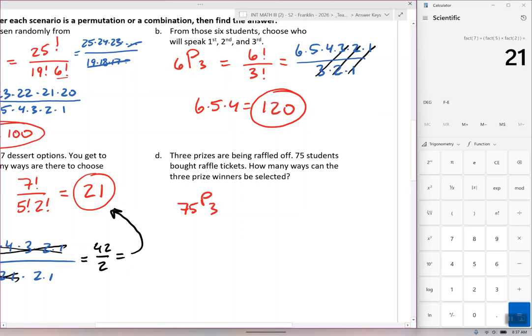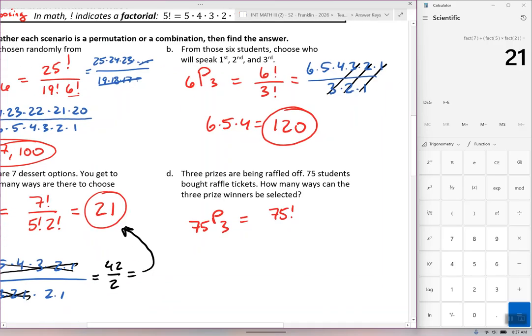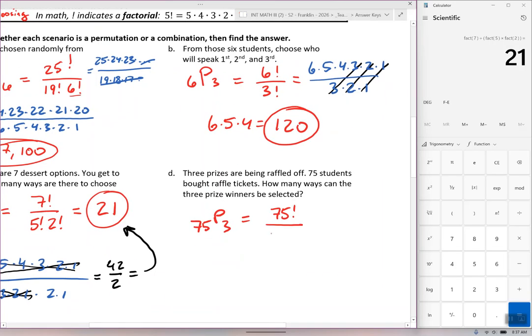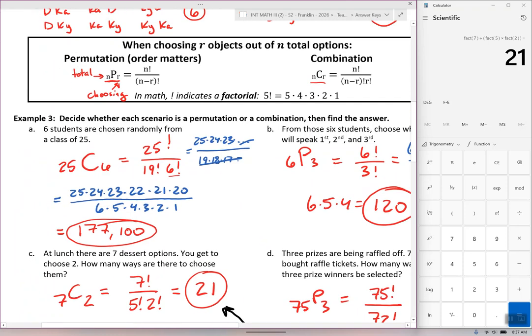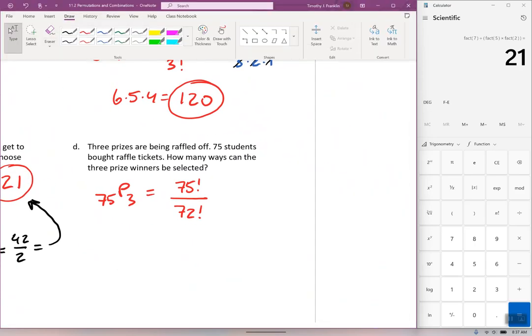So we're choosing 3 winners from 75. And so what this would be is n factorial, so 75 factorial, that's the total, over 75 minus 3 factorial, which is 72 factorial. Be careful. Our first example, it was 6 and 3 because 6 minus 3 is 3, which is the same number because it was half. So be careful. Make sure you're doing n minus r on the bottom there. But okay, 75 factorial divided by 72 factorial.